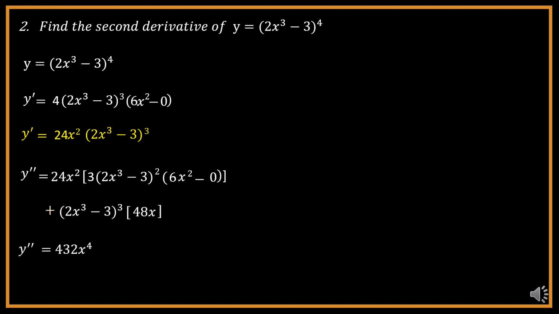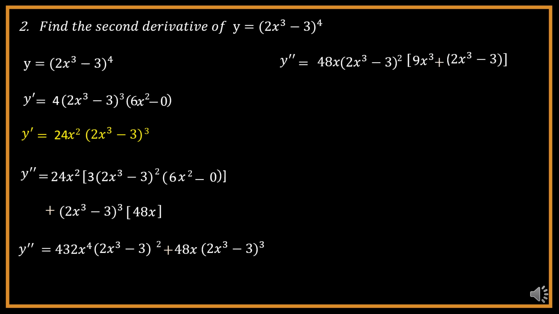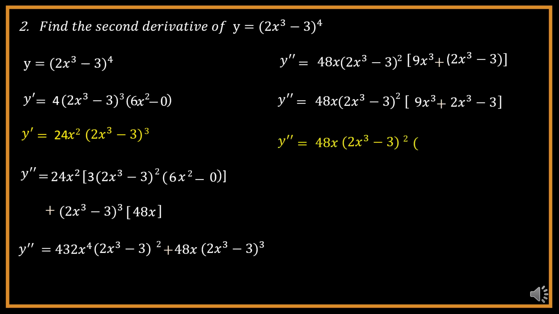Plus, copy the second, which is 2x cubed minus 3 raised to the third power, multiplied by the derivative of the first using the power rule, or 24 times 2 is equal to 48. Then x squared becomes x.